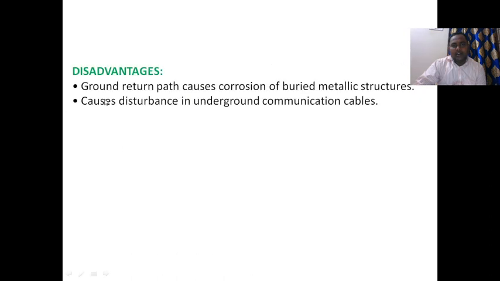The disadvantages are that the ground return path causes corrosion of buried metallic structures. It causes disturbances in underground communication cables.